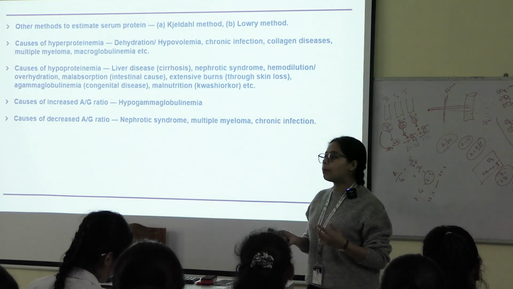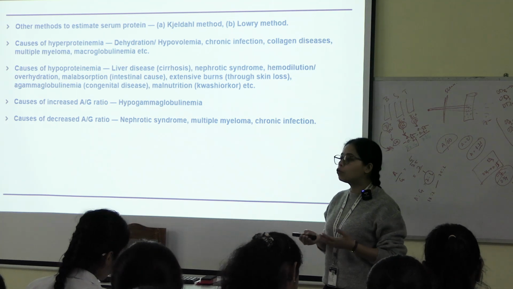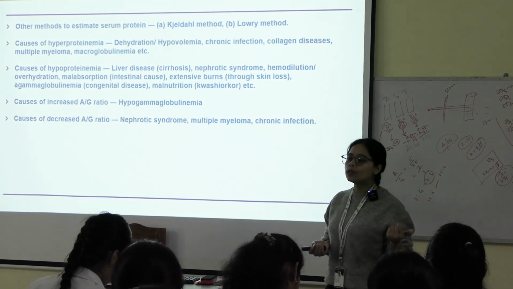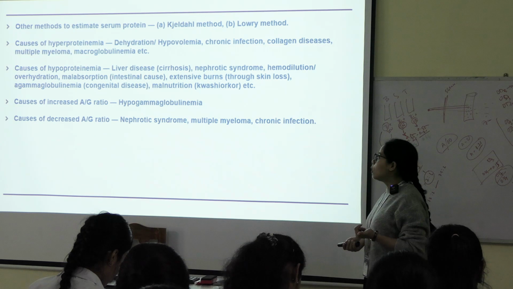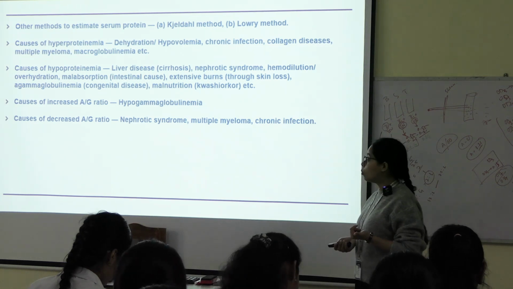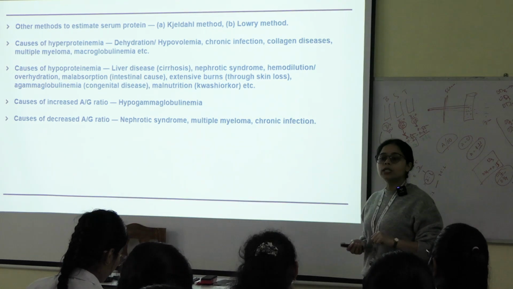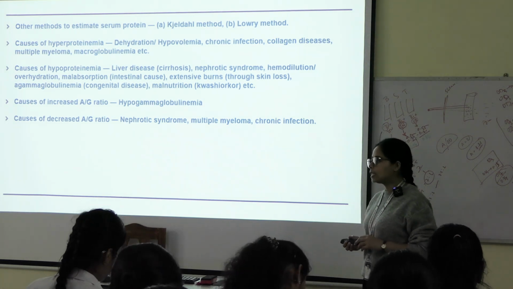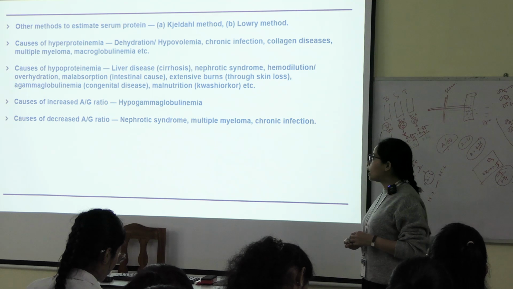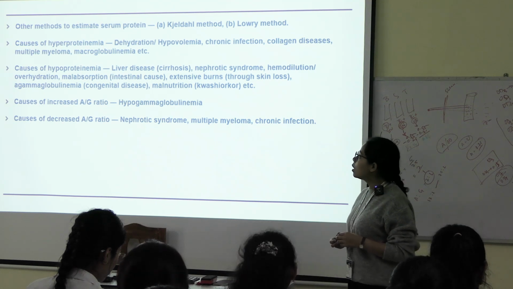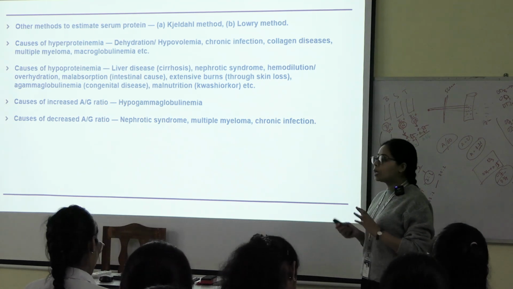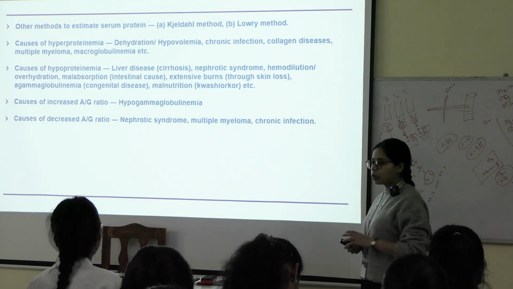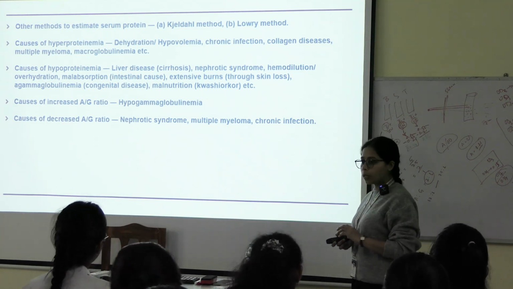Because of burn, your capillaries can also get burned, and through that the proteins can ooze out. Then agammaglobulinemia. Agammaglobulinemia is a congenital disease. What is a congenital disease? By birth. Disease that is present by birth. So this is absent gamma globulin. Absent gamma globulin in the blood is known as agammaglobulinemia.